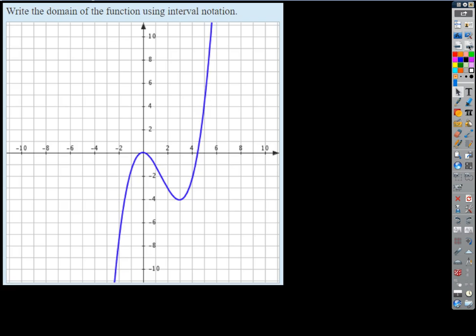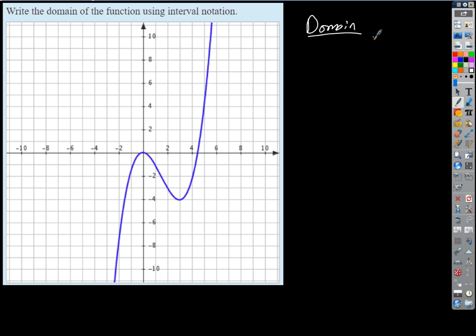Okay, how about that one? Domain, using interval notation. So domain is the set of what now? X values or input values, good. Okay, so what are all the X values here? Is there any limit to the X values?